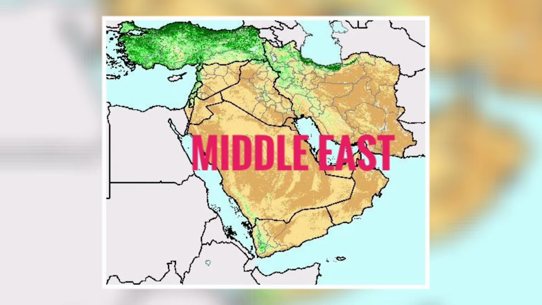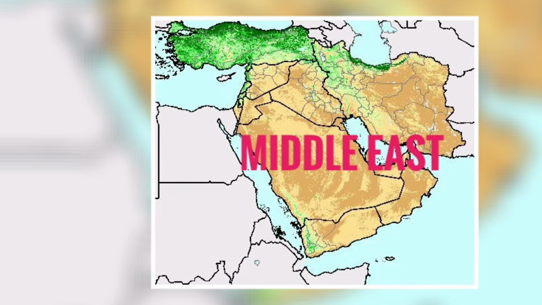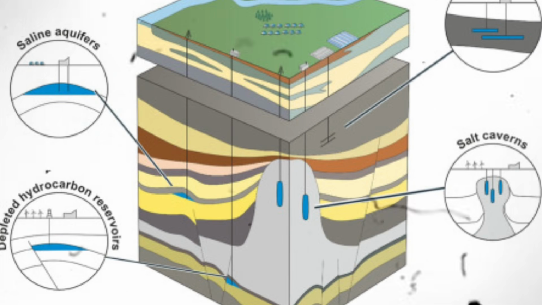Under the soil of the Middle East, just above the oil layer, there is a huge hard layer of salt which does not allow the oil to come up.